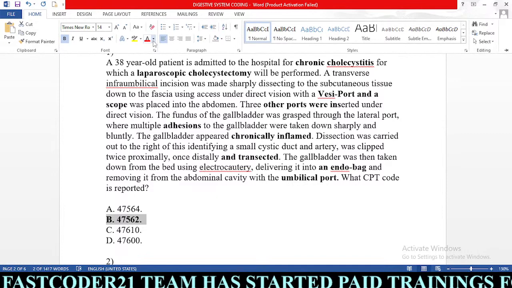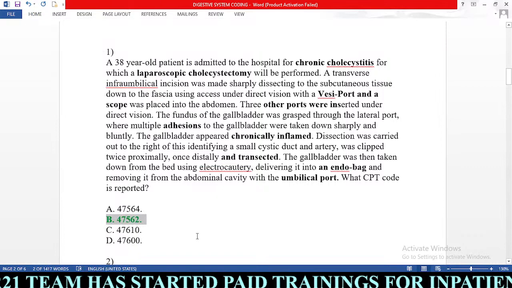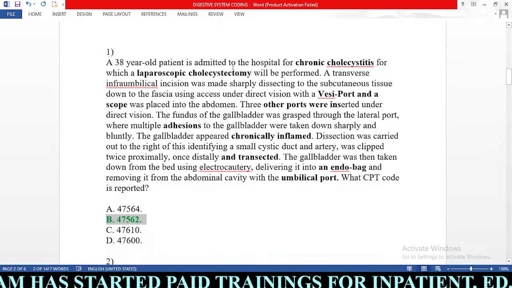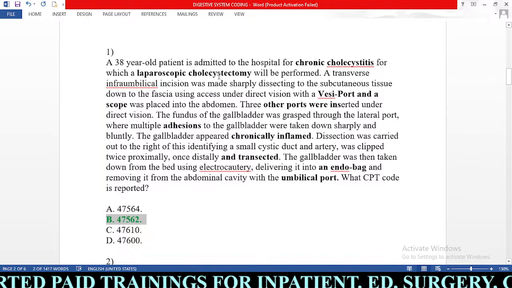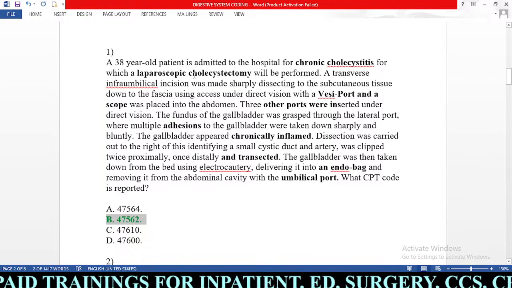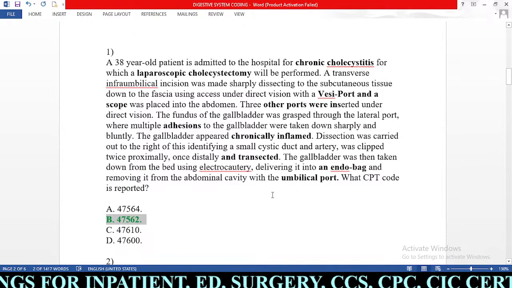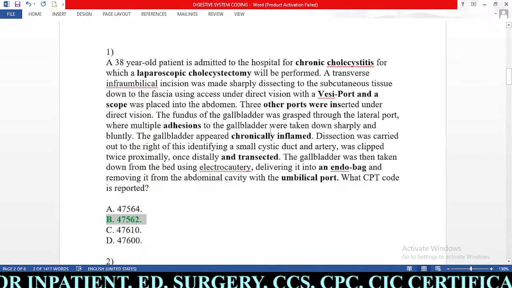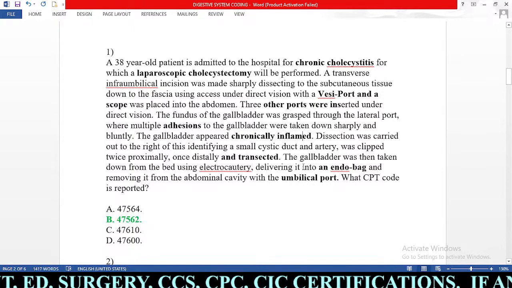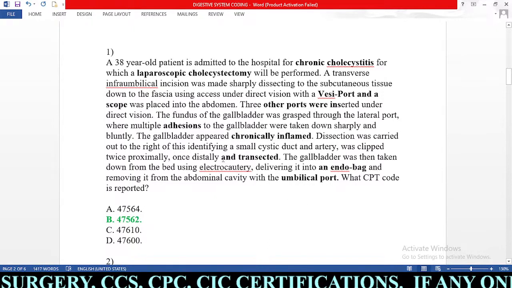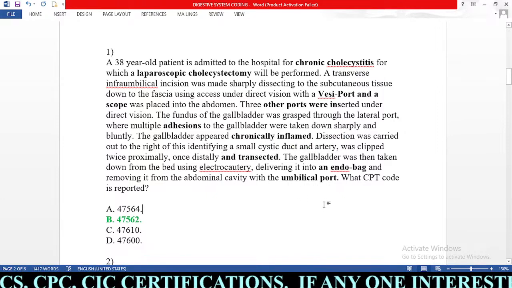I hope everyone got this answer, and a few people wrote the correct answer. Nothing else: whenever you see an operative report, you need to check whether it is an open procedure or a laparoscopic procedure. If you see the initial lines, you need to confirm using them. You need to find keywords like these. If you see here, these all are the keywords. So you need to identify them in whatever operative report you see, and confirm your code.